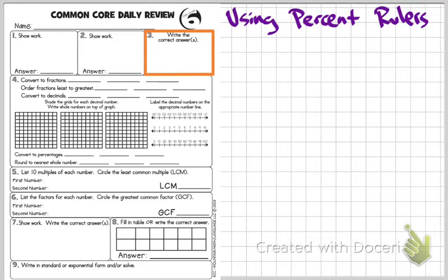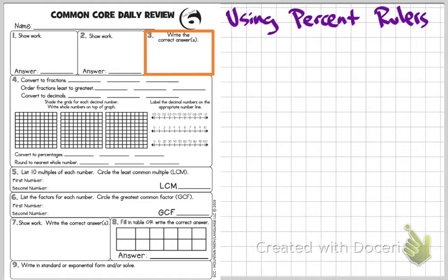Welcome to the tutorial for our daily review, question 3. Question 3 is asking us to find missing numbers or missing percents in word problems, and I'm going to teach you how to do that using percent rulers.